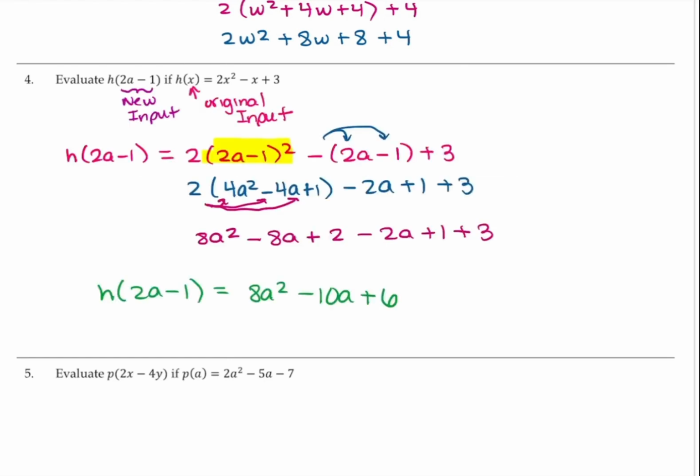All right, so for question number 4, we have a new input of 2a minus 1, original input of x. I replaced every original input with the new input of 2a minus 1. Again, did my algebraic work. Here I did not show all my work, but if you did, you should get the same exact answer of a final output of 8a squared minus 10a plus 6.